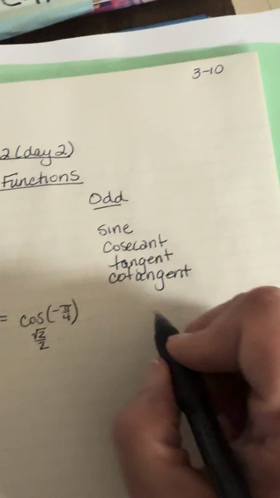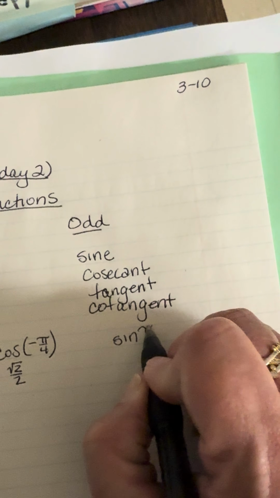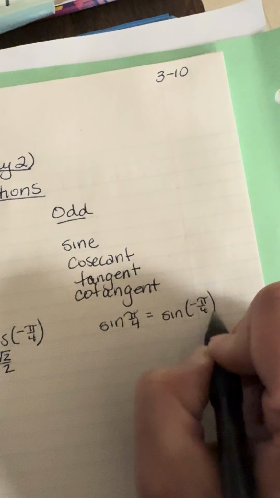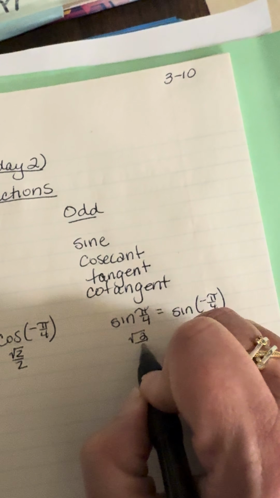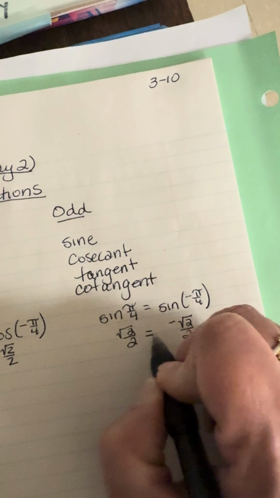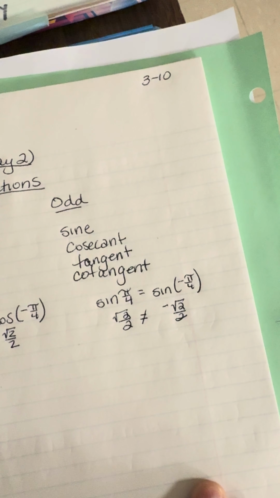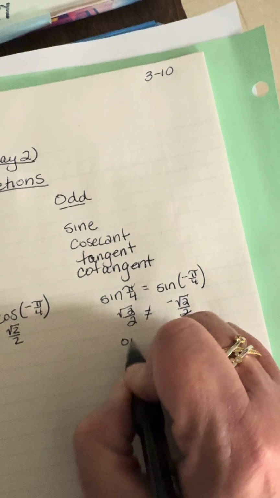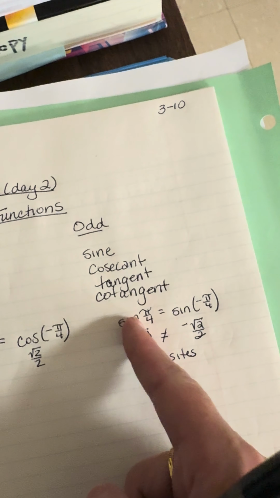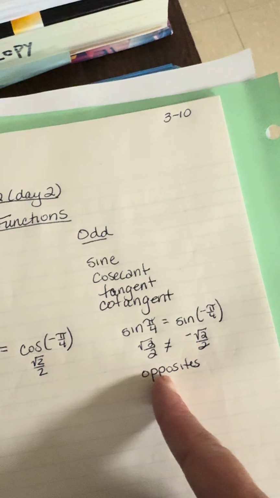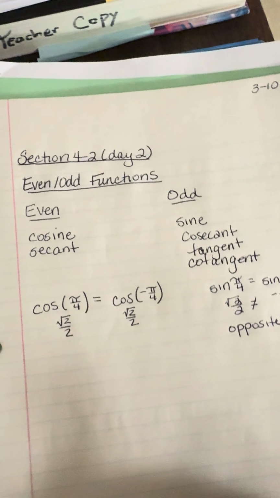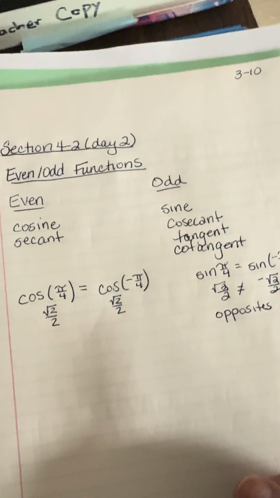Where with a sine, if you did the sine of pi over 4 and the sine of negative pi over 4, this would be square root of 2 over 2. But this one would be negative square root of 2 over 2. So they are not the same value. They're opposites of each other. The odds are opposites. If the angles are opposites, the odd ones have opposite values. If the angles are opposite, the evens have the same value. That's all you have to remember with it. That's all you have to do.